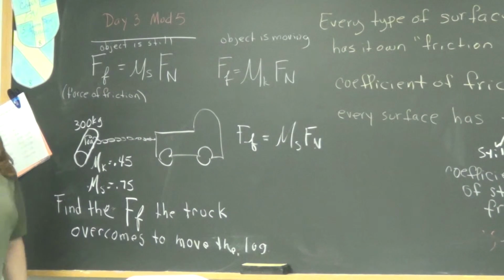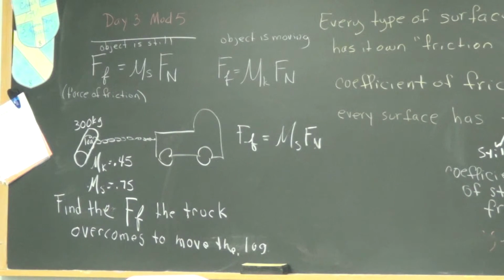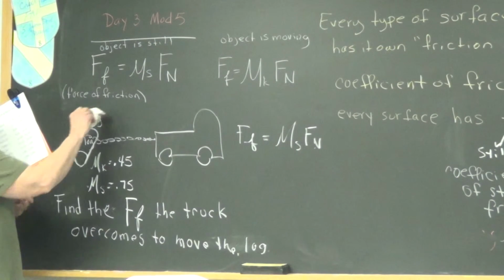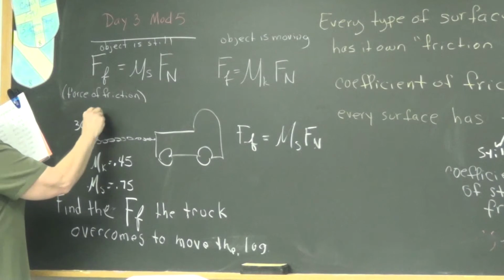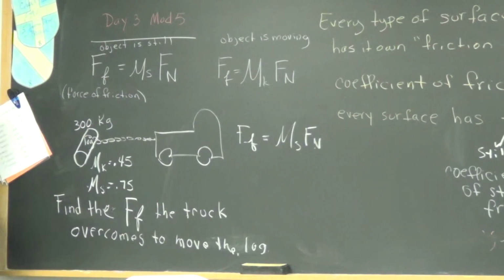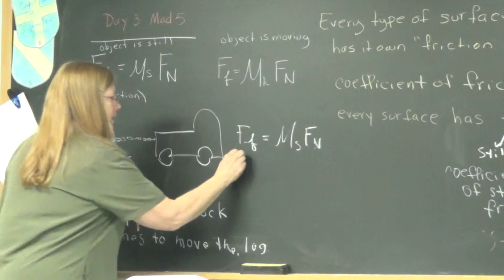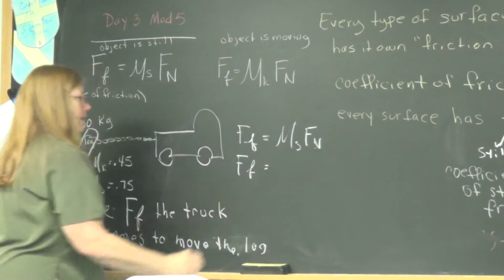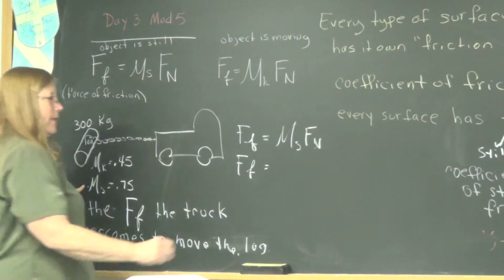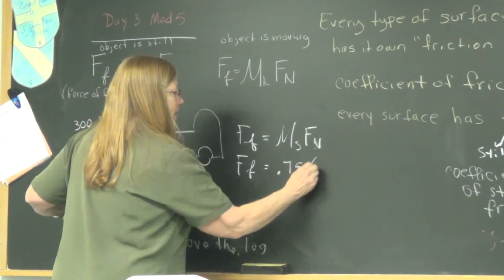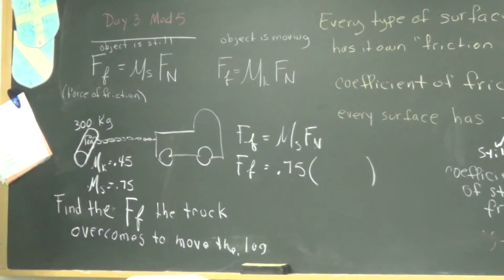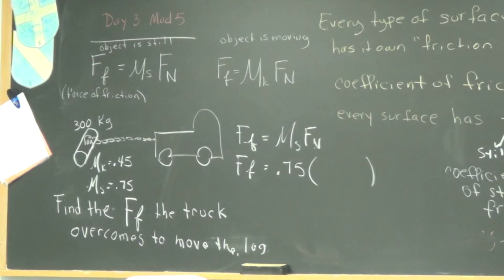All right, so the log is 10 grams or 300 kilograms? It's 300 kilograms. That says log, not 10 grams. There, is that clear? All right, force of friction is what we're looking for. We're going to grab mu sub s is 0.75. And then we've already been well taught how to find normal force. So normal force is the opposing force of weight. So how do I get the weight of this log?